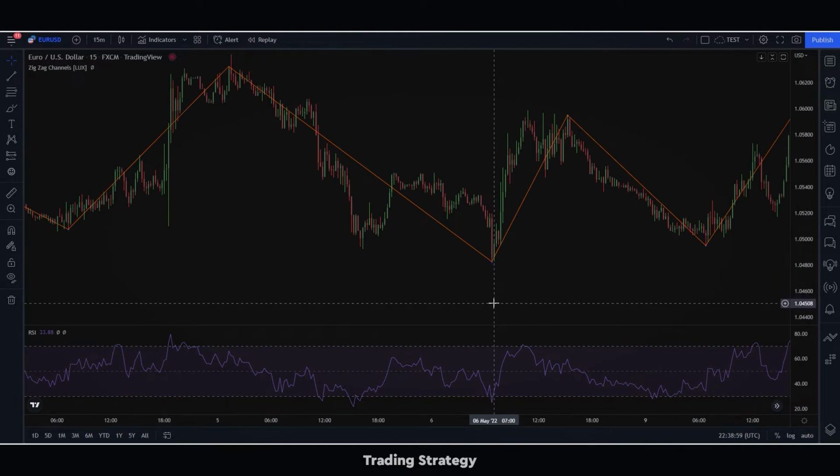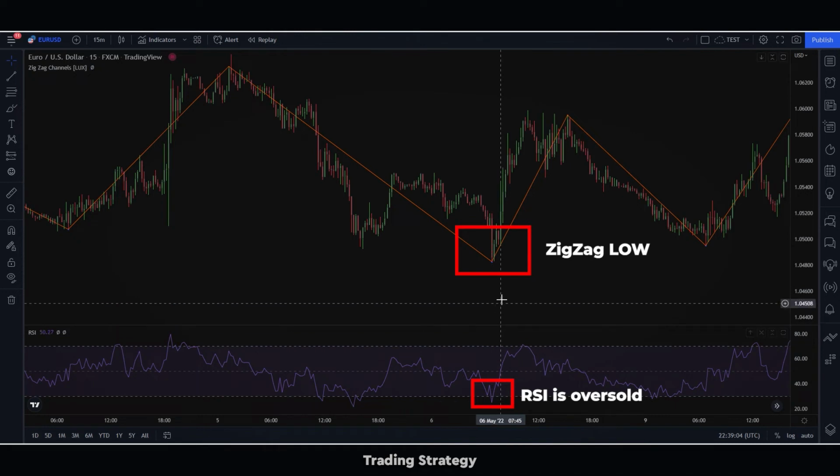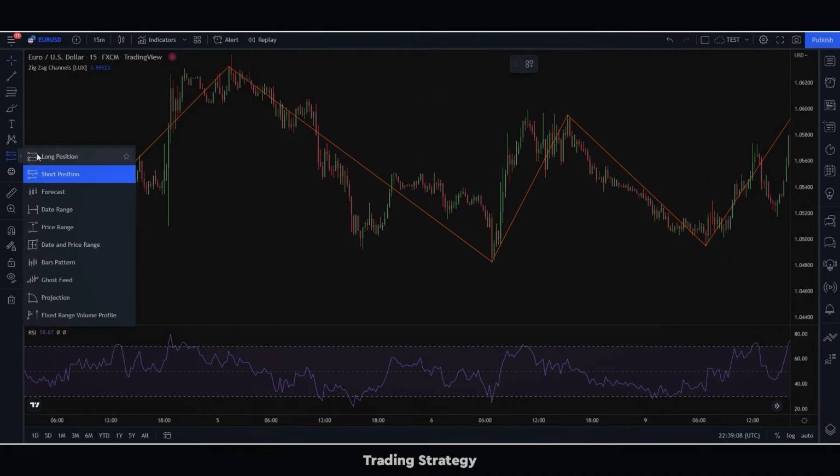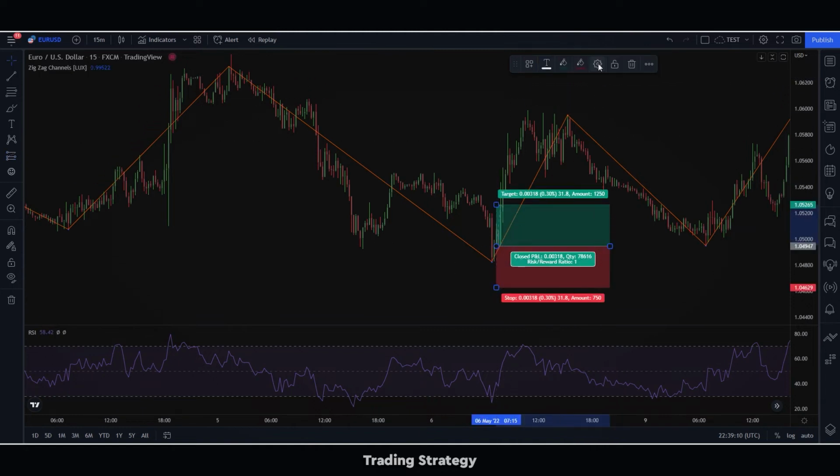We will make a buy trade when the zigzag indicator reaches its low, and also the RSI is in the oversold zone. We will put a stop of 20 pips and a take profit of 60 pips as follows.